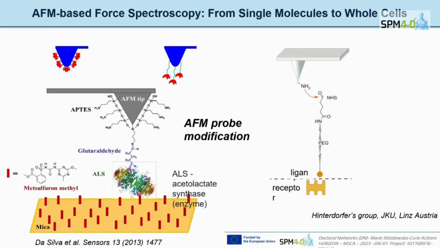That's why the group of Hinterdorfer established a new protocol. So we use PEG linkers, and depending on what type of protein we want to study, we use shorter or longer PEG linkers. This is also good because the length of the PEG linkers allows us to avoid false results coming from non-specific adhesion, which can also happen. With the linker, we actually shift all the unbinding events a little bit to further distances on the force curve.